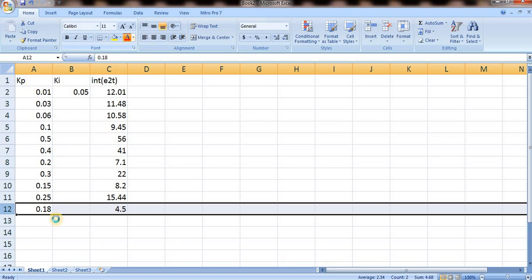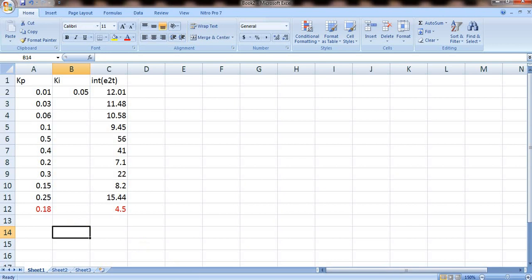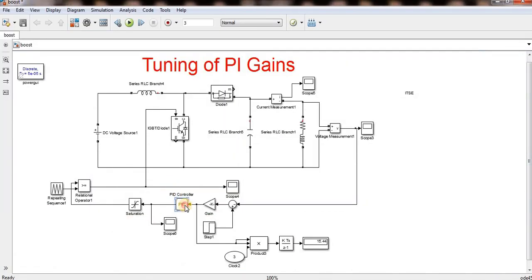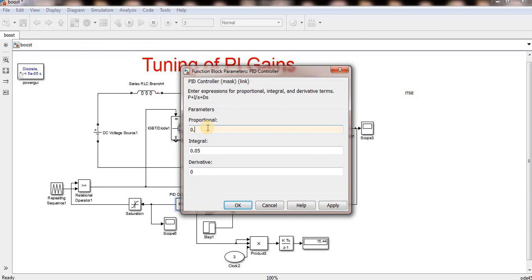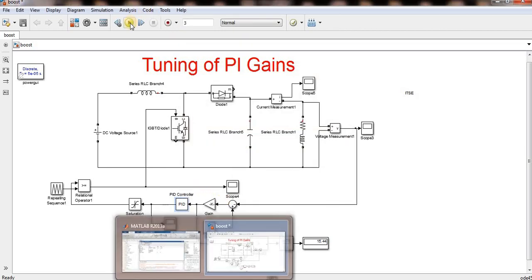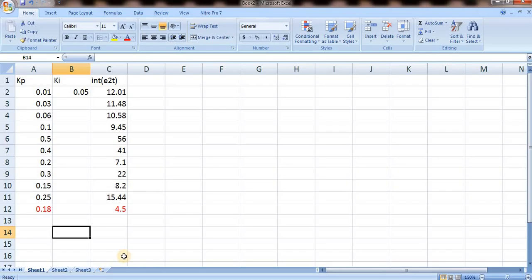Now you have to turn to your Ki. So you have to keep your Kp constant at 0.18, and now it is your turn to increase your Ki. Let us assume this is your initial value. You need not compare with your previous value, because now you have changed your Ki to 0.08. So whatever value you are getting now will be your new output. You should not compare with the previous values.